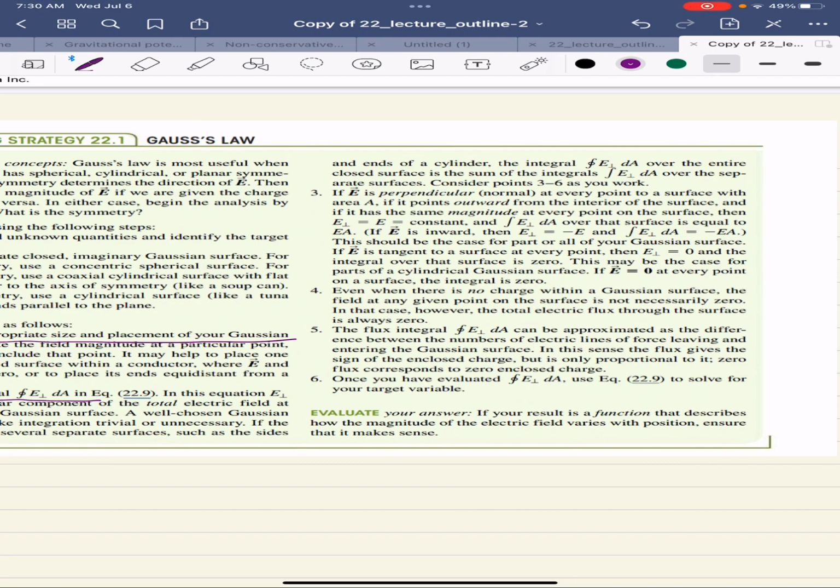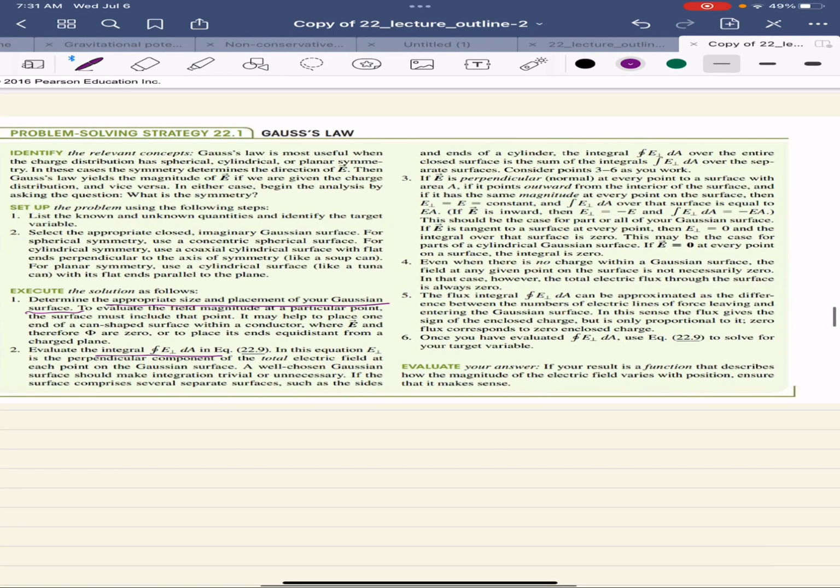And here also, if the surface is inward, then the perpendicular component of the electric field is negative, and the integration is going to yield negative EA. If E is tangent, then there is no flux, so E perpendicular is 0. It's very easy to deal with, even if there is no charge within the Gaussian surface. You don't have to do anything, and it's going to be 0.